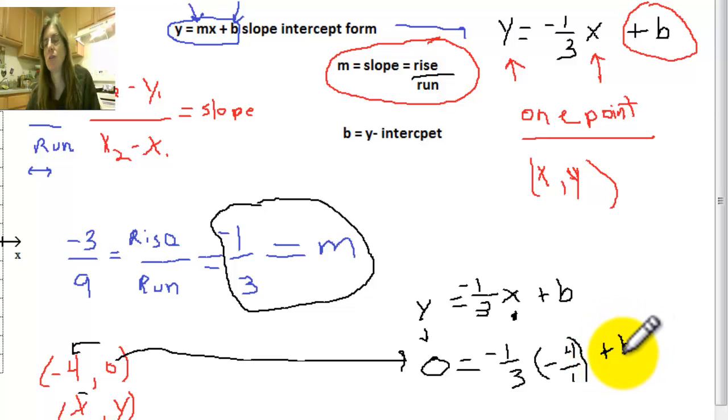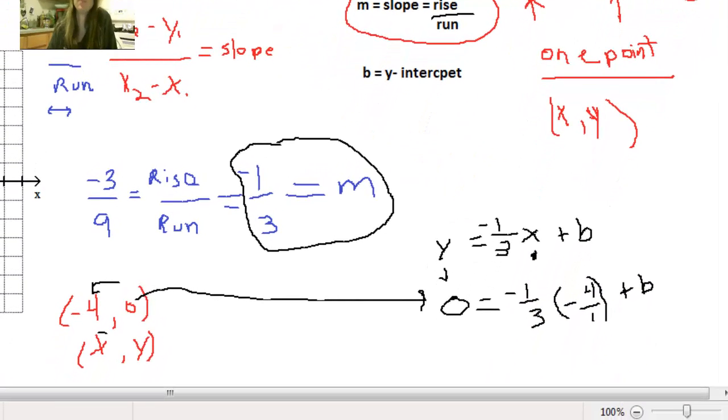Now we just have one letter, so we can solve for the one letter. Let's simplify the fractions first. Remember with multiplying fractions, you multiply the numerators, and then you multiply the denominators. -1 times -4 is a positive 4. We'll keep the negatives on top and the positives on the bottom. 3 times 1 is 3. So 4/3 plus b equals 0.